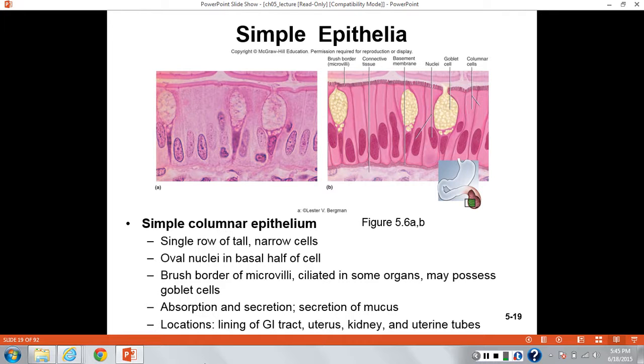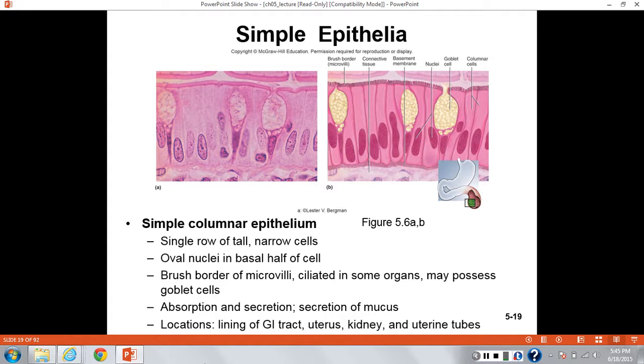Columnar. Where did this come from? What does it do? They're tall. Simple means how many layers? One. Alright, what are these?